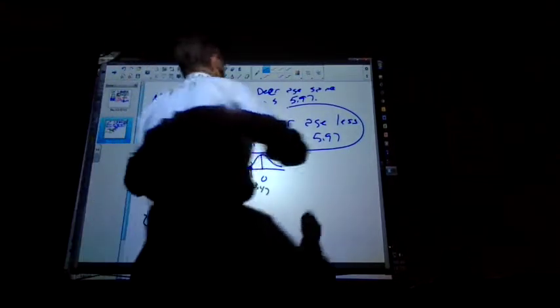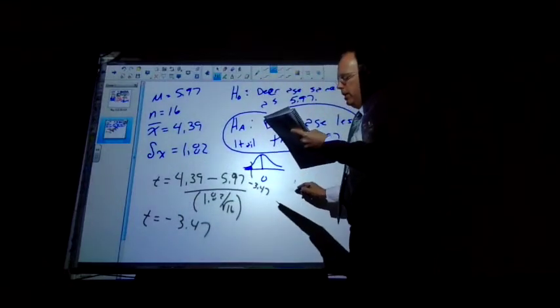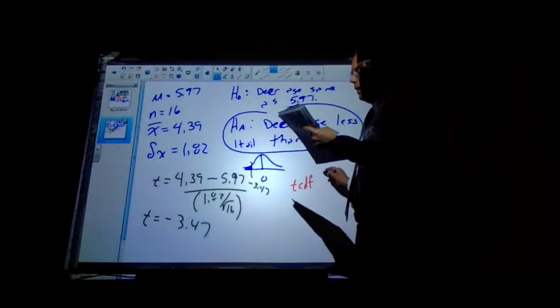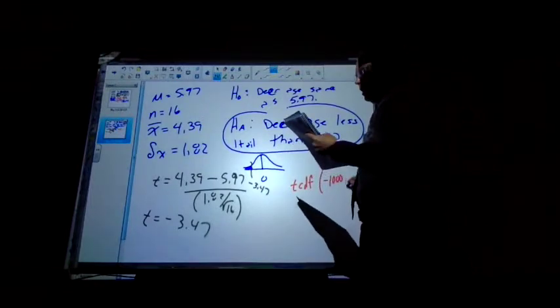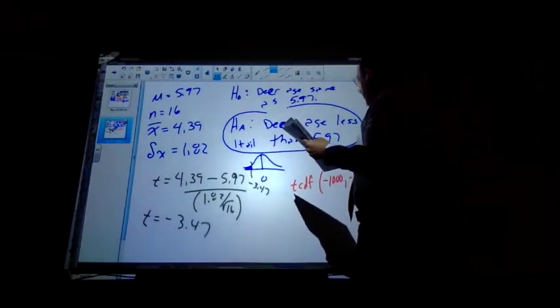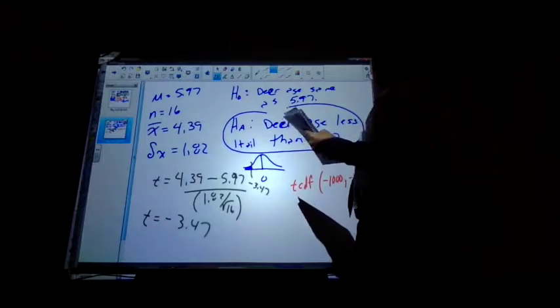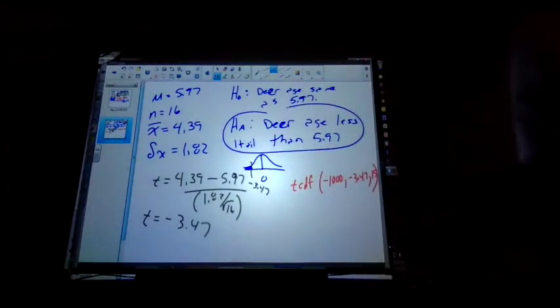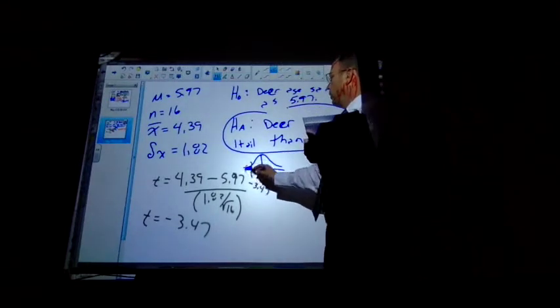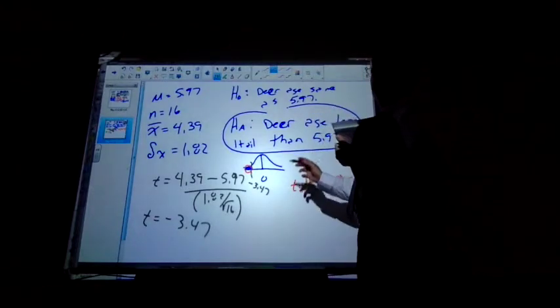So the p-value, I'm going to use the tcdf on the calculator. I go negative 1,000 to negative 3.47. And I'm going to use 15, and the 15 comes from n minus 1. It's 1 less. It's your degrees of freedom. Why am I using negative 1,000? Why am I doing the lower limit and not going negative 3.47 and going up to 1,000? Because I'm trying to find the lesser age. I'm testing if this is true, or if we have evidence to prove or disprove that.